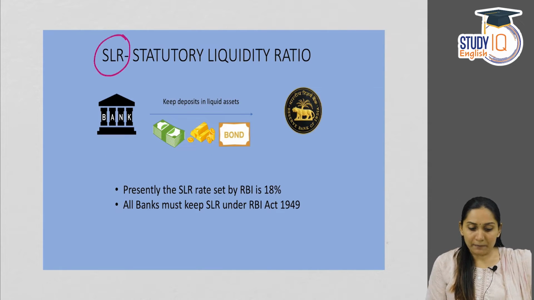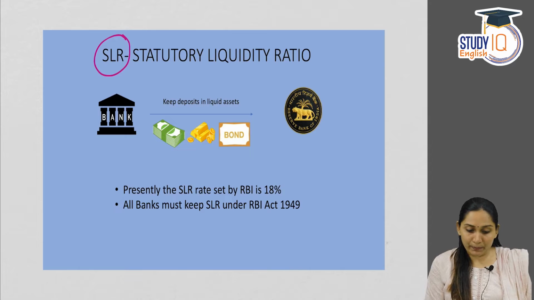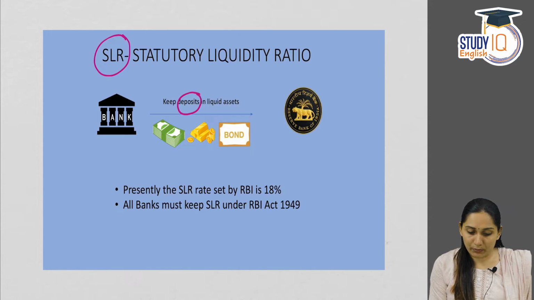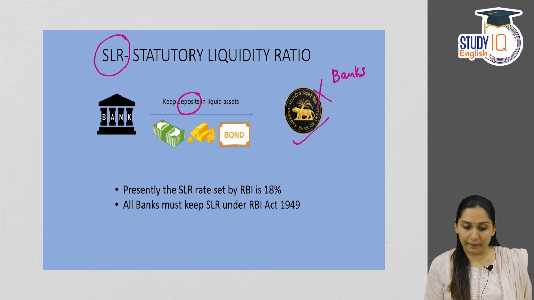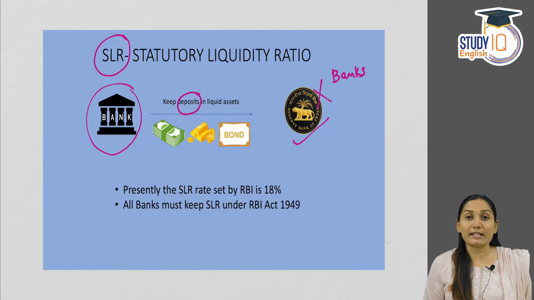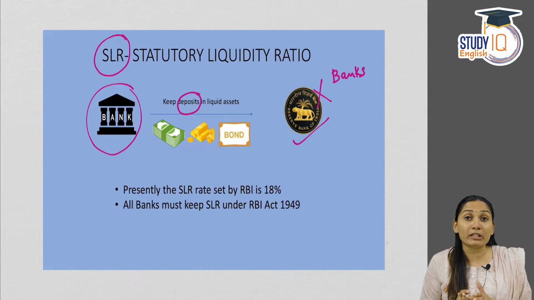Next is SLR, that is statutory liquidity ratio. Statutory liquidity ratio is actually the deposits kept with the banks itself. So this is not with RBI, with the banks itself, but it is mandated by RBI. So this is the percentage of deposits that the banks keep with themselves. Statutory liquidity ratio. Why it is called a statutory? Because it has been made a provision of RBI Act. RBI Act is a statute, it's a law. It has been made a provision under the RBI Act.